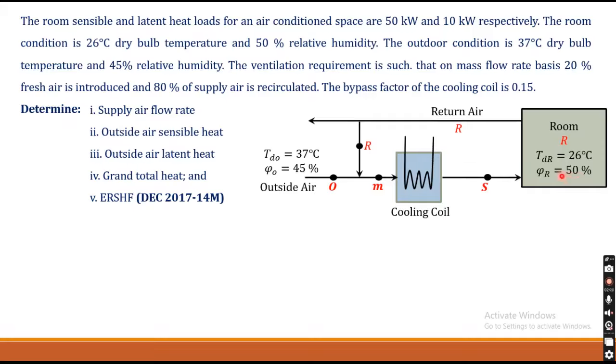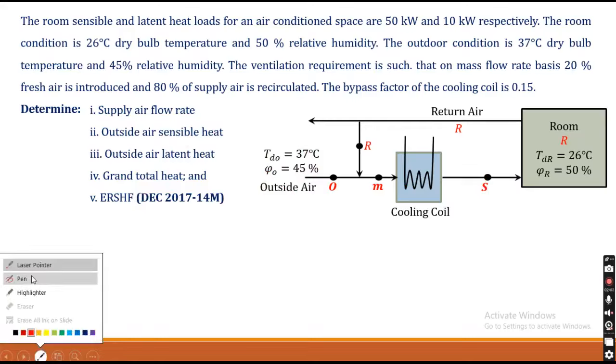Okay. So based on this data, we have to find out supply air flow rate. What is the supply air flow rate over here? Outside air sensible heat. What is the sensible heat of this outside air? Outside air latent heat, grand total heat and effective room sensible heat factor. So let us first of all note down what is given in the numerical.